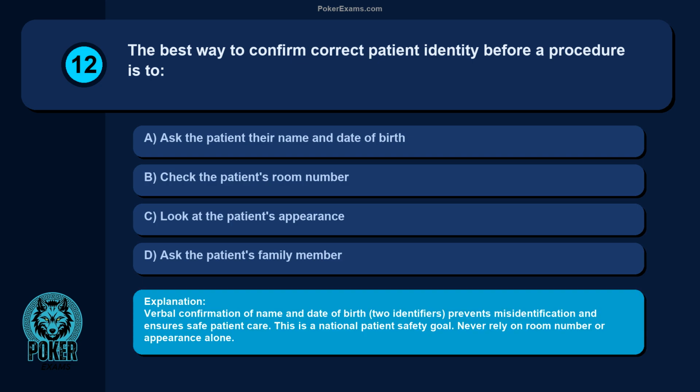Verbal confirmation of name and date of birth, two identifiers, prevents misidentification and ensures safe patient care. This is a national patient safety goal. Never rely on room number or appearance alone.